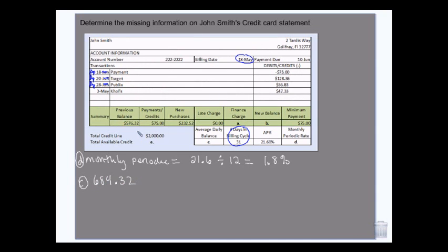And this is what we're going to use to figure out our finance charges, A. We take that 684.32 and we multiply that times our monthly periodic rate, which is going to be 0.018. And we get 12.32. So those are our finance charges.